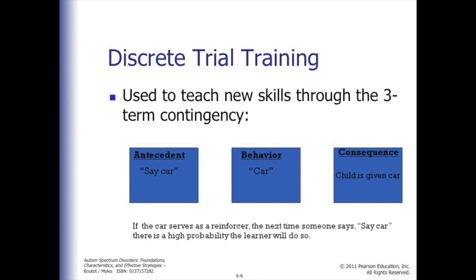DTT is used to teach new skills through the three-term contingency, also known as the antecedent behavior consequence. In the example provided on this slide, the antecedent is the instructor stating, "Say car." The behavior is the child saying the word car, and the consequence is that the child is given an actual car to hold. The car is only considered a reinforcer if it increases the frequency of the child saying car after he is told to say car in the future.